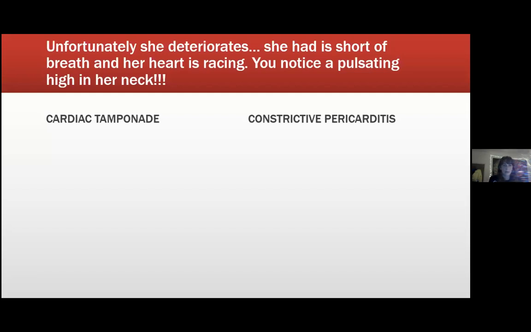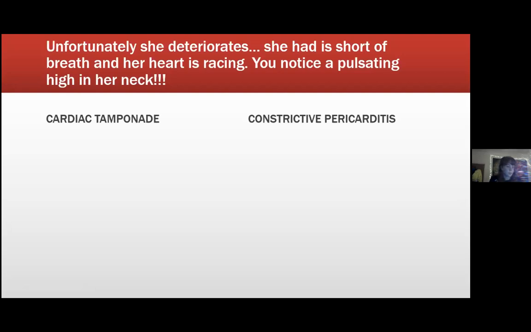So tamponade has a large range of causes such as trauma, and it's basically when there's fluid around the heart in the sac and it's stopping the heart from contracting properly. And constrictive pericarditis is one of the complications of pericarditis, and that's when the pericardial sac has become fibrosed, and therefore that's also constricting the pumping action of the heart. So these two can present quite similarly, so it's important to know a few differences between them.